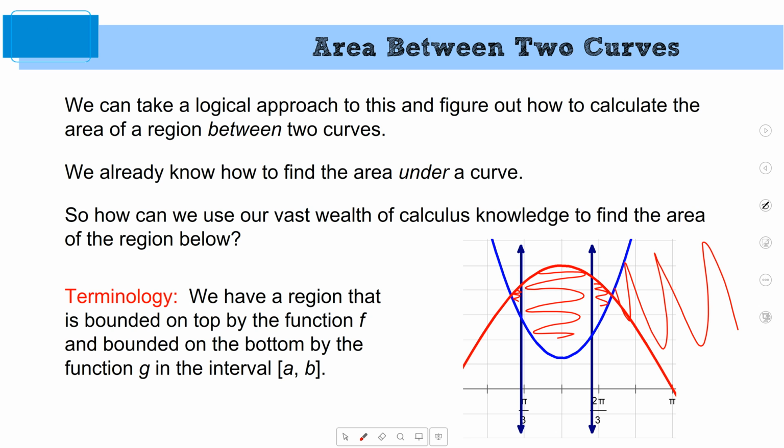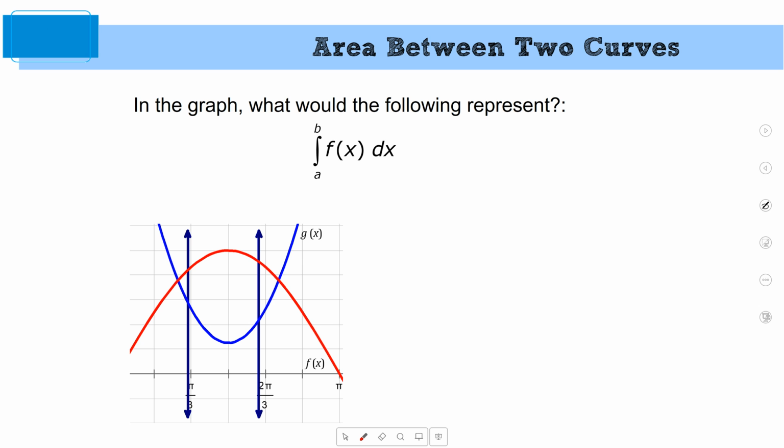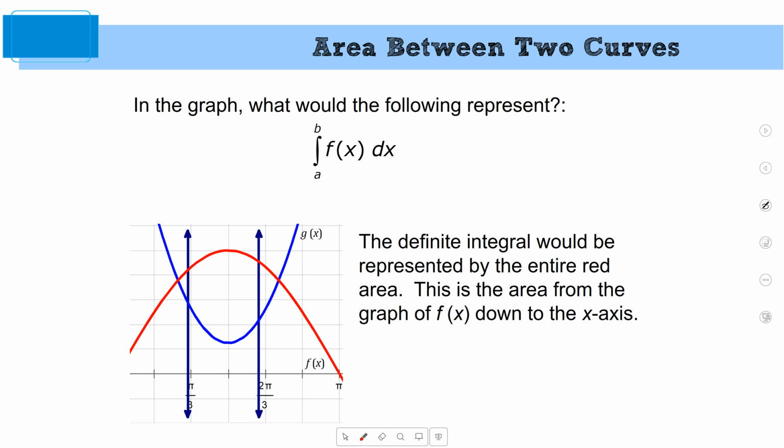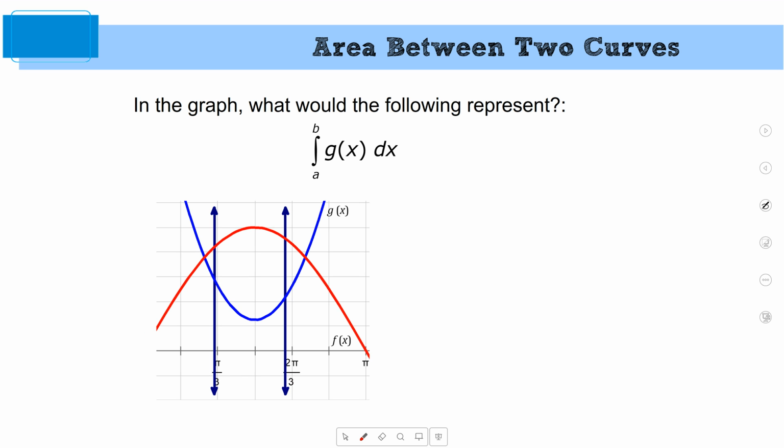Okay? There's the first one. We already know that the integral is going to give us the area under the curve, so we can use that to find some integrals here. If I find the integral of f of x, that's going to be the area under the red curve. If I find the integral of g of x, it's going to be the area under the blue curve, sorry, the g curve.